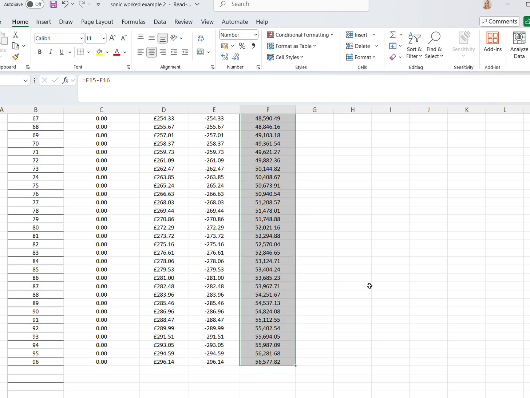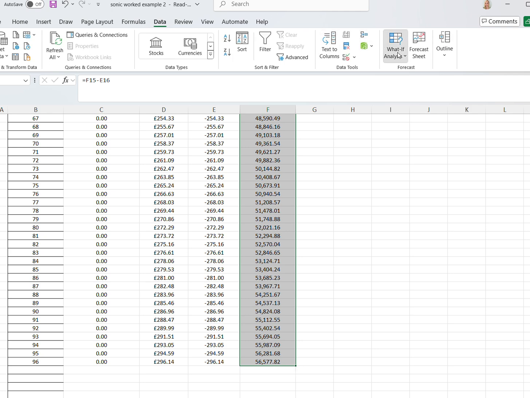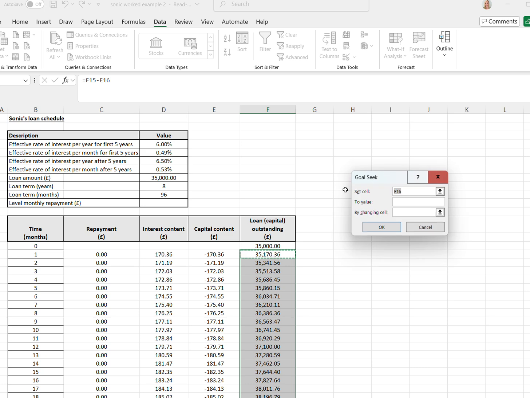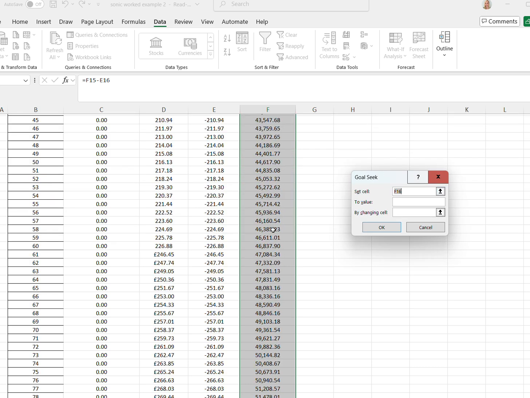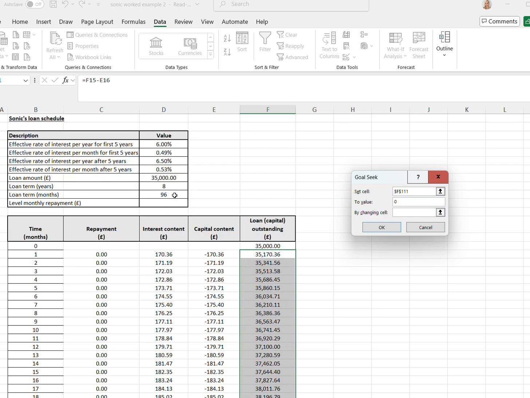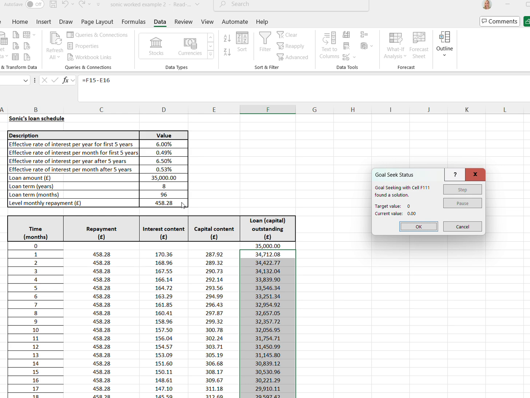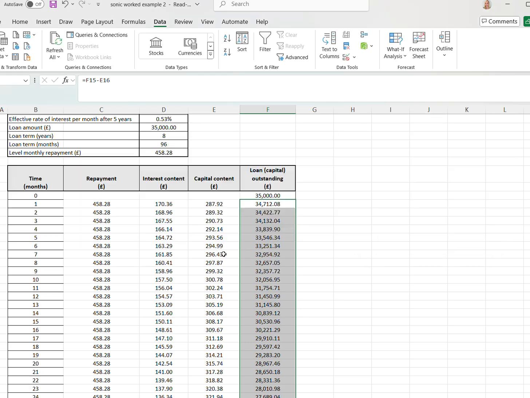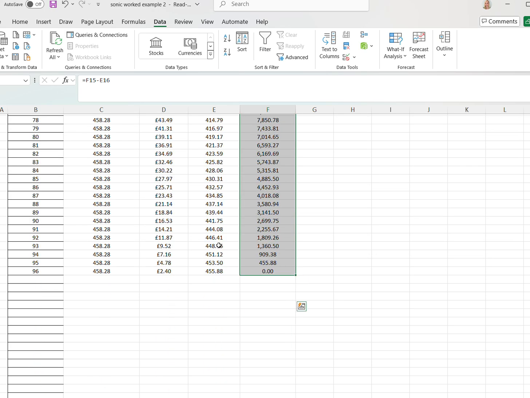Okay, so now we want to go to data, what if analysis, and goal seek. We want to take the cell right at the bottom, this one here, and set it to 0 because we want it all paid off by the end of this. And we are going to change the cell up at the top that we have set to be our level payment. And then we're going to let it do its thing. It's going to tell me that I'm going to pay £458.28. And if I scroll all the way down, it's a level payment until the very end.